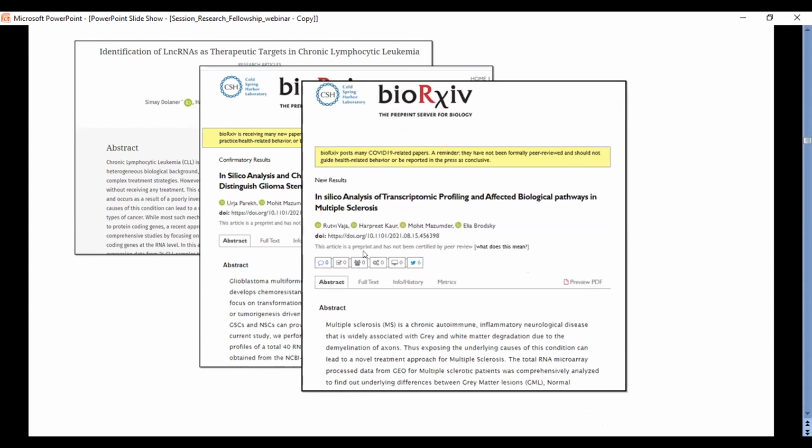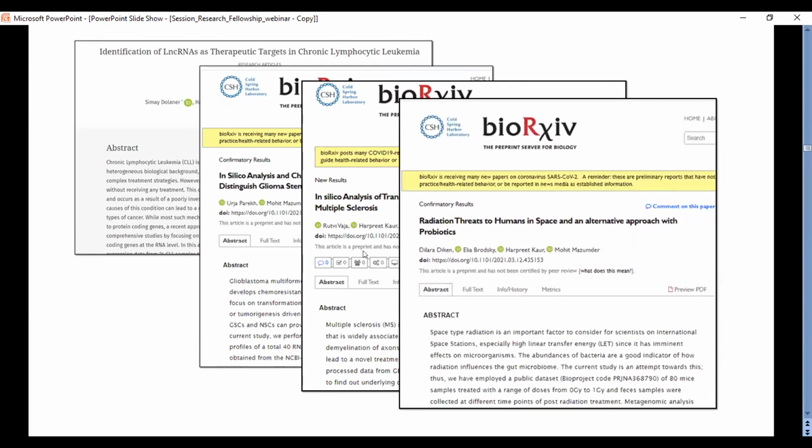Apart from the oncology projects, we also worked on various other areas, including neuroscience. One of our research fellows, Ms. Rutvi Vaja, completed her project in the field of multiple sclerosis. She worked on the project entitled In Silico Analysis of Transcriptomic Profiling and Affected Biological Pathway in Multiple Sclerosis using publicly available data.